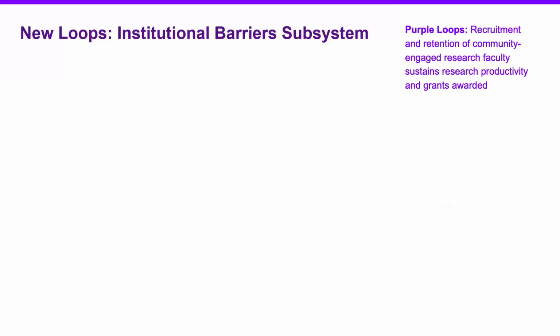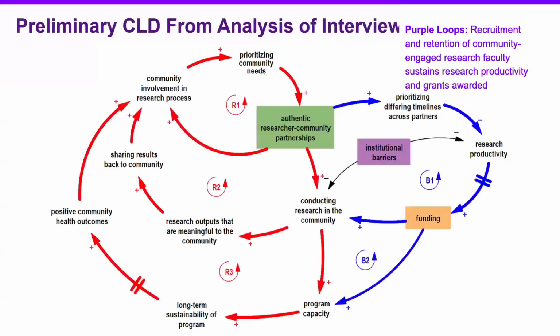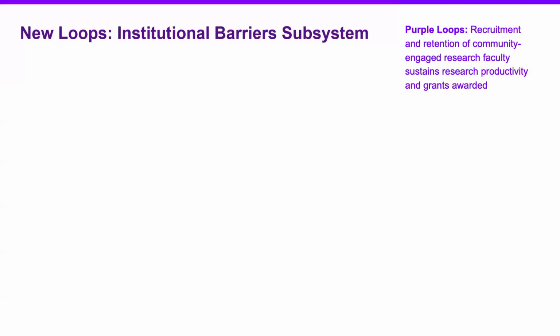So again, out of all of the GMB sessions, we identified 13 new loops to add on to the preliminary causal loop diagram. And then we identified 27 specific recommendations for different points in the causal loop diagram. For the sake of time, I'm not going to go over everything, but I am going to go over the institutional barrier subsystem. For this subsystem, we had identified 4 new sets of feedback loops.